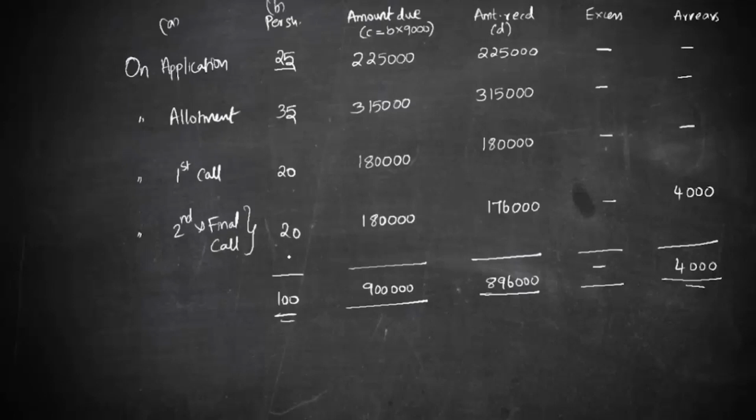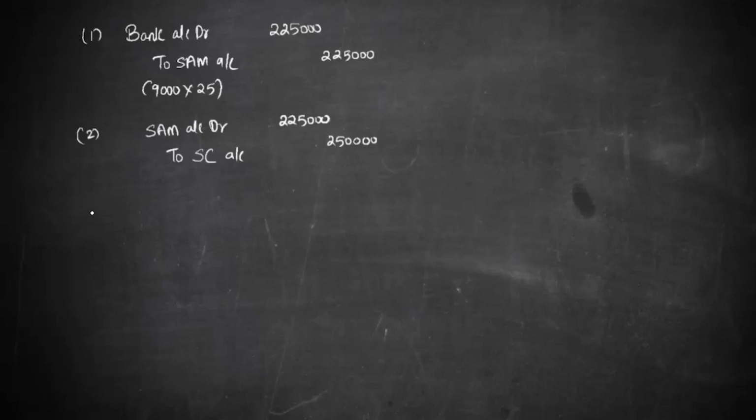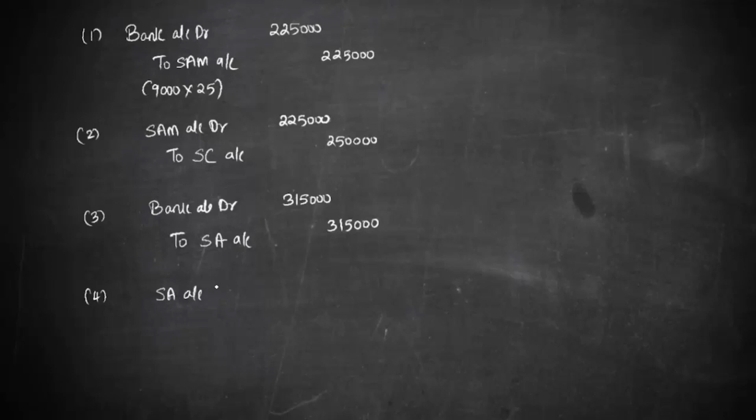Then there was a share allotment, that was 35, which is 3,15,000. So we'll put that here. The third entry is bank account debit to share allotment. I'll just write it as SA, to share allotment account, and it is 3,15,000. Then the fourth one, this share allotment will get transferred to share capital. So share allotment account debit to share capital account. It is 3,15,000.